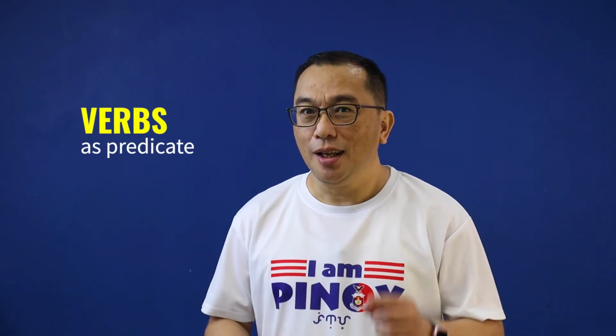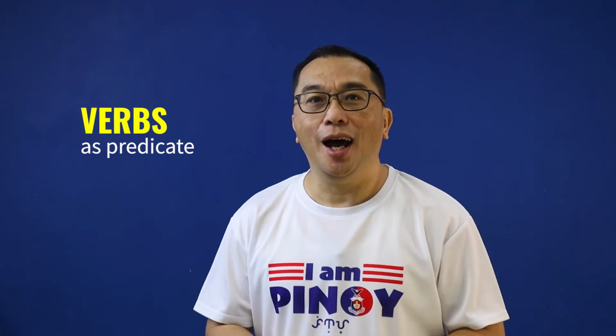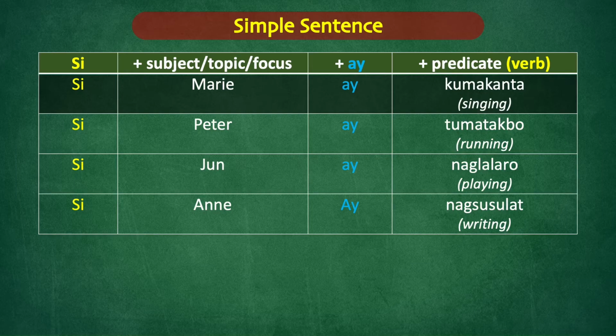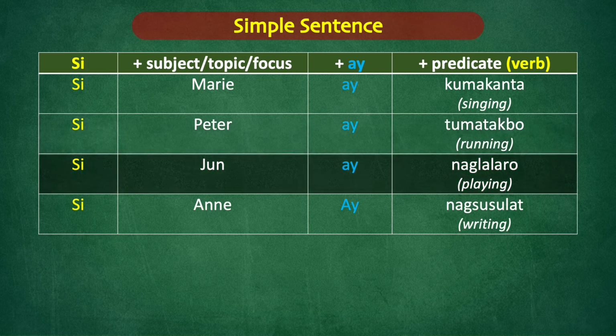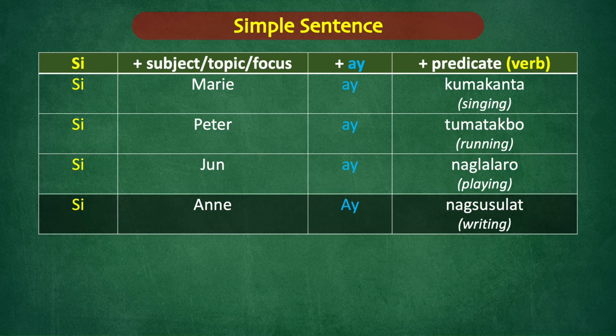Now, let's move on. This time, let us use verbs as the predicate. Si Marie ay kumakanta. Si Peter ay tumatakbo. Si June ay naglalaro. Si Anne ay nagsusulat. That wasn't too difficult, right?